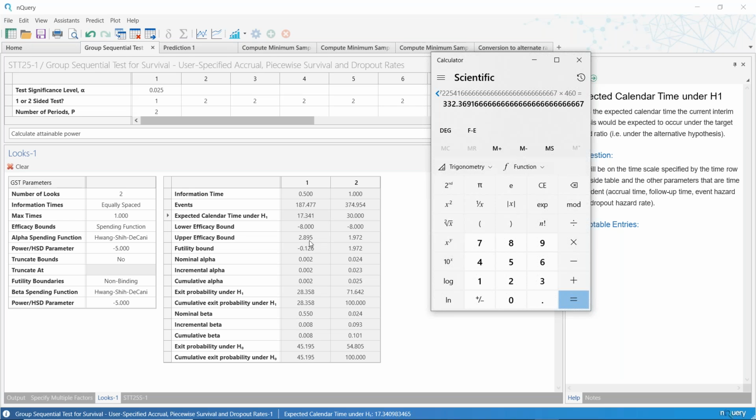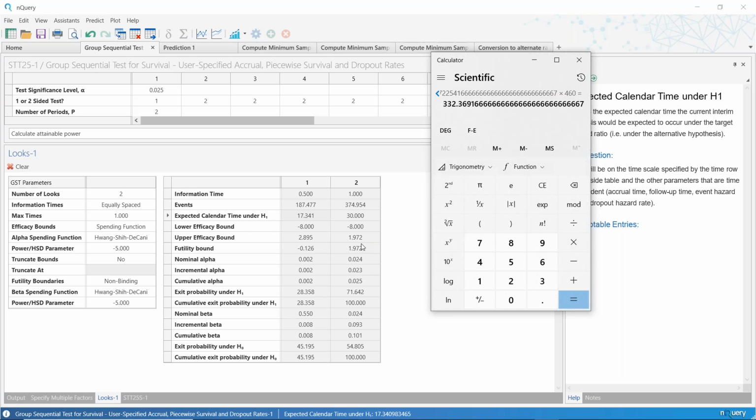You can also see these efficacy bands. These are on the Z scale. These are basically just the log hazard ratio divided by the square root of 1 over the events in each group. And you can see here that we have an upper efficacy band of around 2.9 at the interim analyses, and then minus 1.26 at the futility boundary. And then obviously these converge at the final analysis.